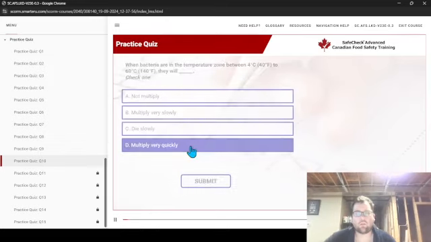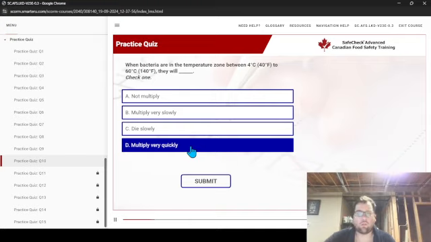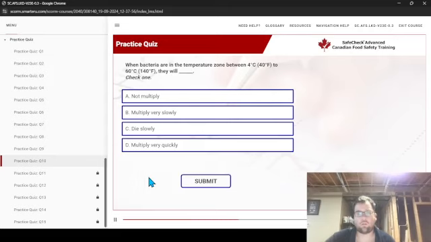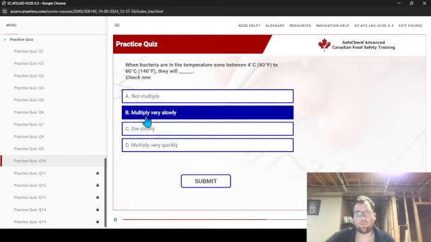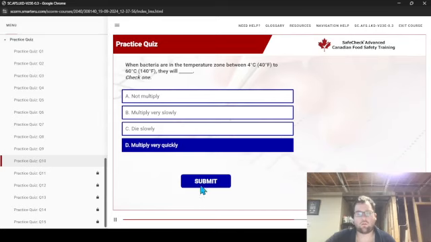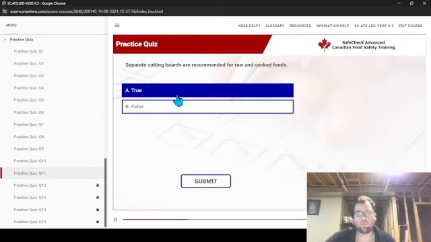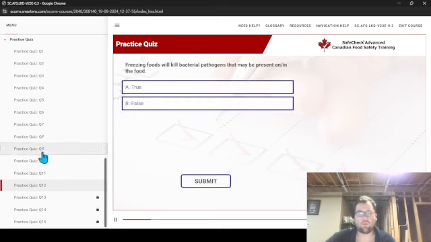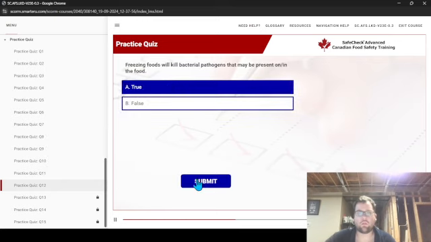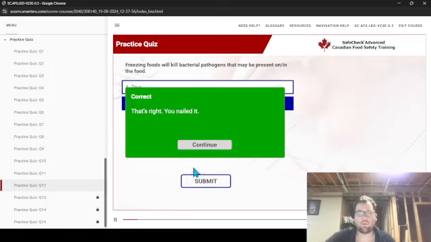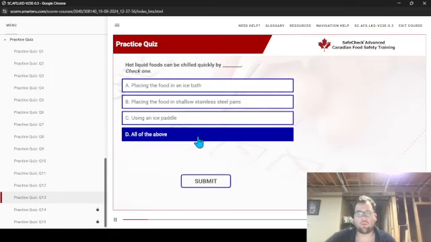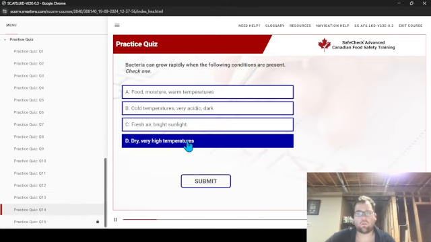That's right. When bacteria are in the temperature zone between 4 degrees Celsius or 40 degrees Fahrenheit to 60 degrees Celsius or 140 degrees Fahrenheit, they will blank. A. Not multiply. That's right. Separate cutting boards are recommended. That's right. Freezing foods will kill bacterial pathogens that may be present on or in food. That's right. Hot liquids can be chilled quickly by. That's right. Bacteria can grow rapidly when the following conditions are present.